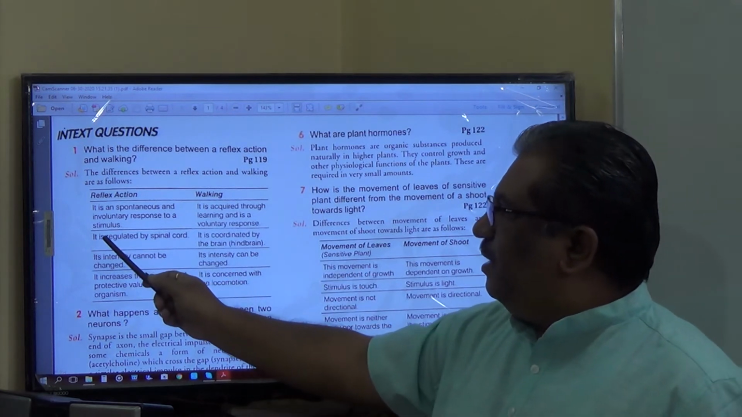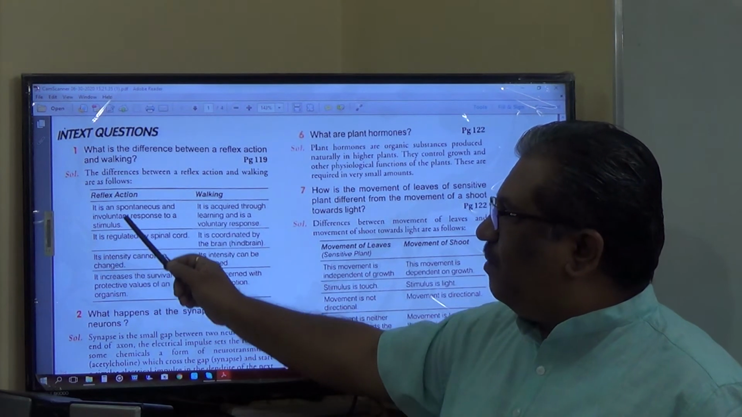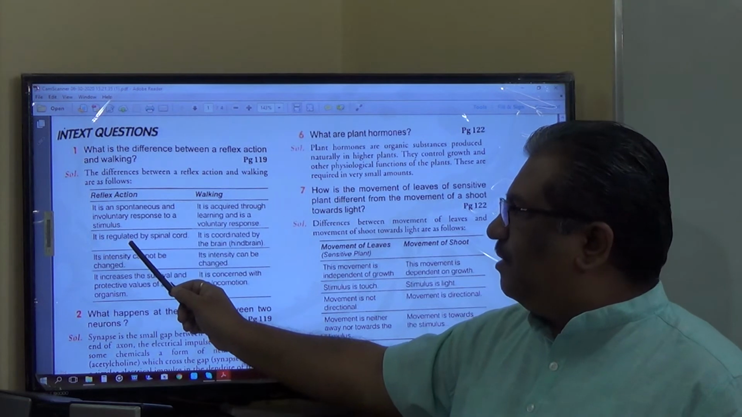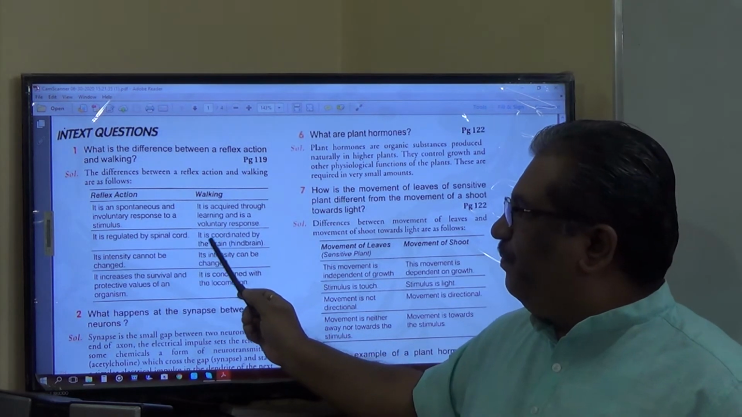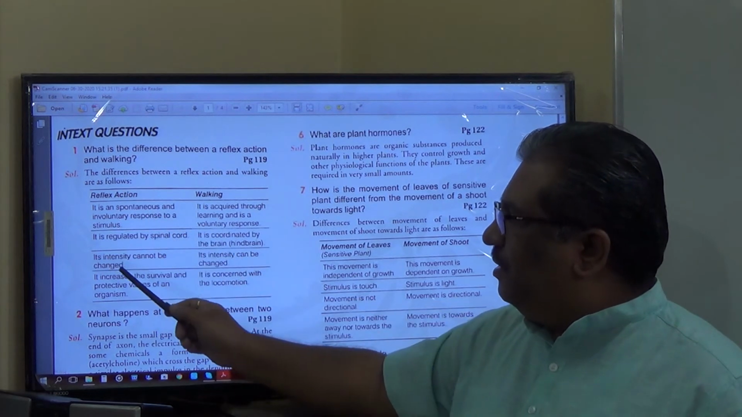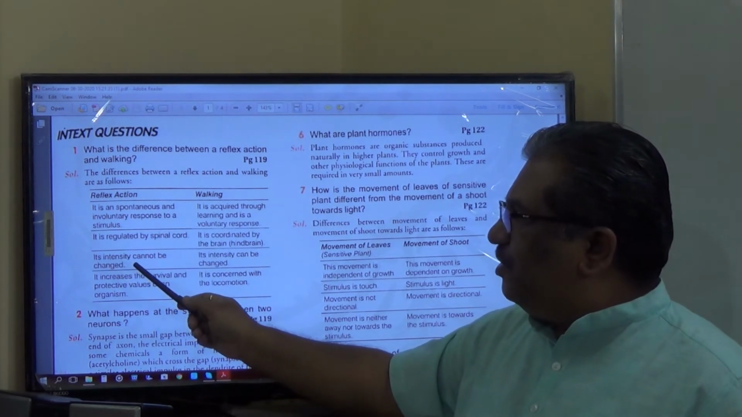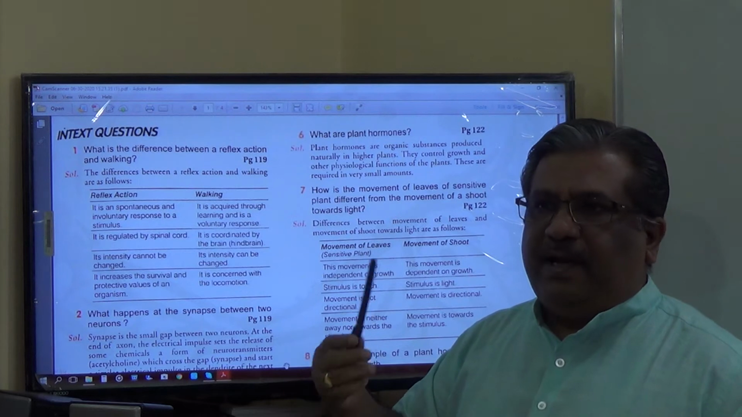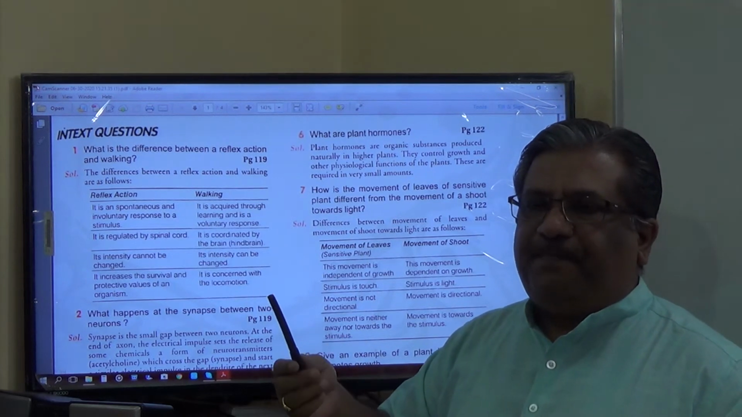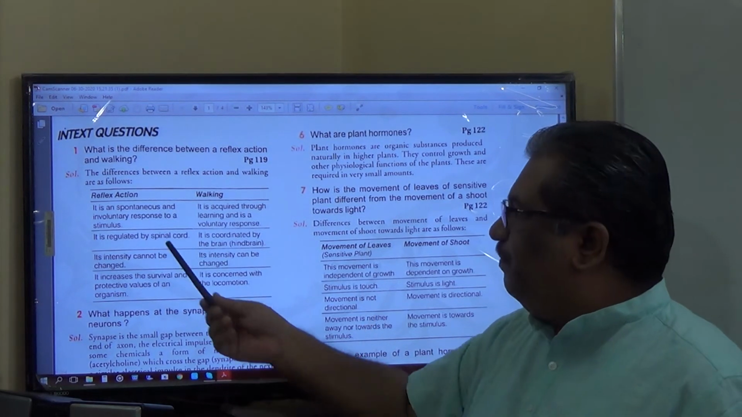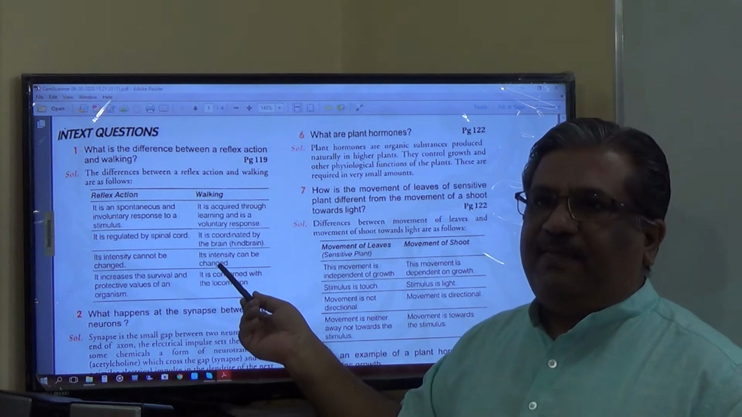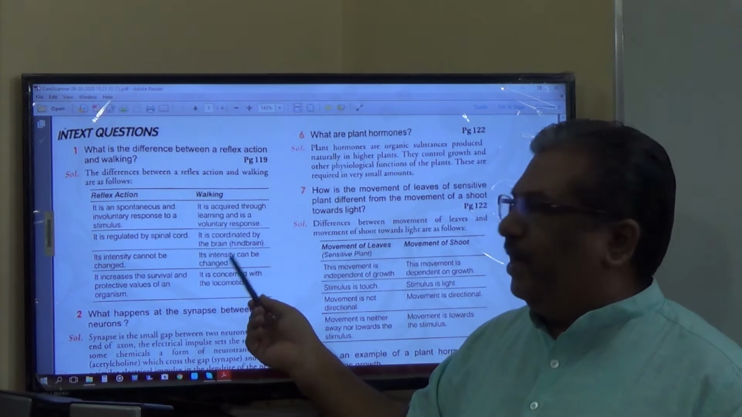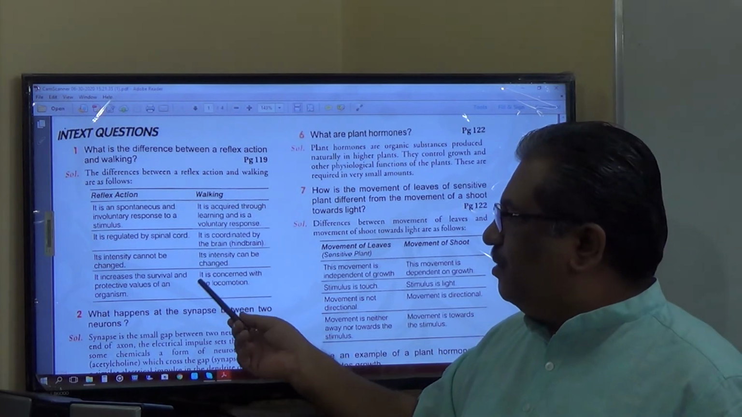Next, it is regulated or controlled by: reflex action is controlled by the spinal cord, walking is controlled and coordinated by the brain. Also, in reflex action the intensity cannot be changed, it is fixed. The intensity means the rate at which the response is shown. Walking intensity you can definitely increase, the rate of walking, at our will. So intensity can be changed.